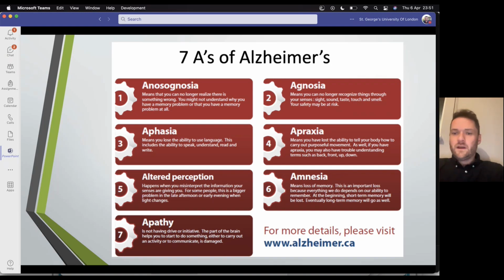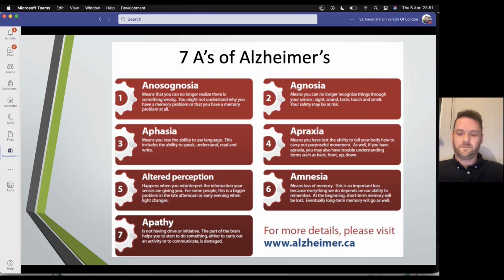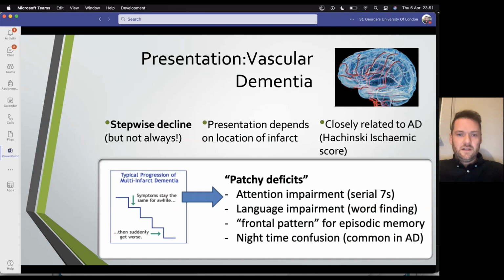Know what apathy is. Agnosia, which is sort of no longer recognizing things from your senses, which is, I think, a very late sign. Apraxia, which is having trouble carrying out purposeful movement, and amnesia, which means memory loss. To remember it, you can either think of it clinically by going through, or you can go more along the lines of remembering those 7 A's. So there you go.